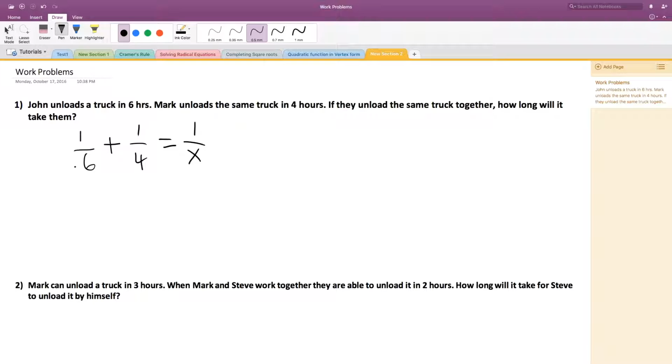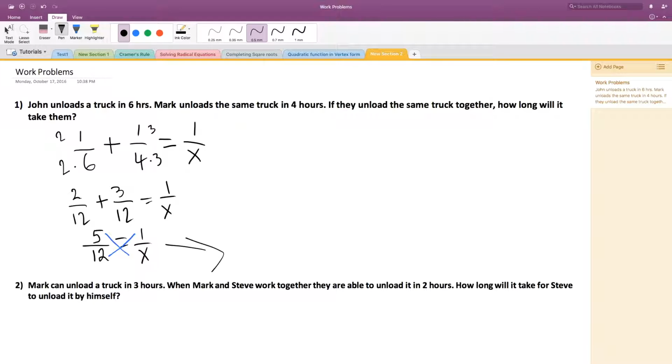To do that I'm going to multiply this by 2 and I will multiply this by 3 so that I have 2 over 12 plus 3 over 12, all that equals 1 over x. If we just add that up we're going to get 12, and 2 plus 3 is 5, then I have 1 over x. Alright, now to solve for x, I'm just going to cross multiply. So multiply these two and these guys. If we just do it here, we're going to get 5x equals 12.